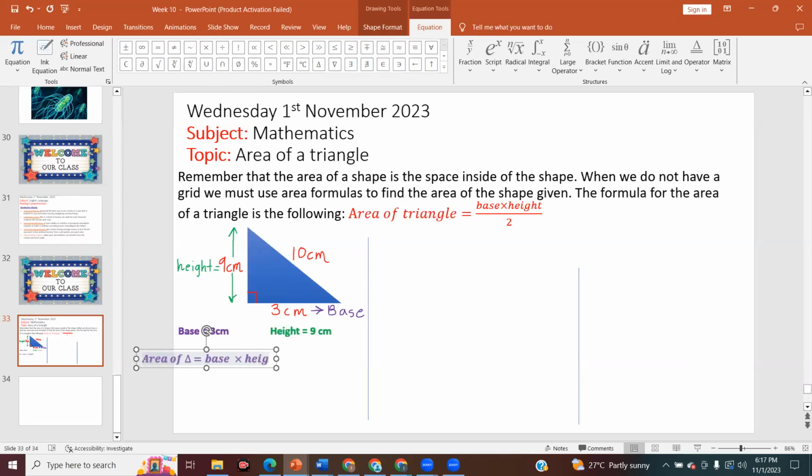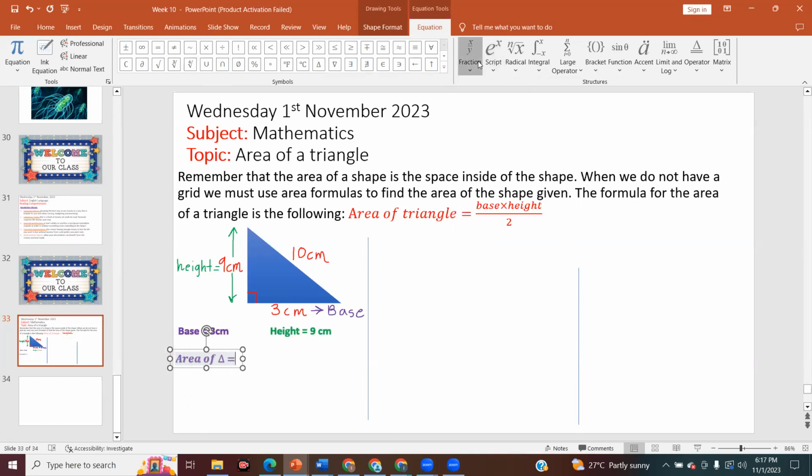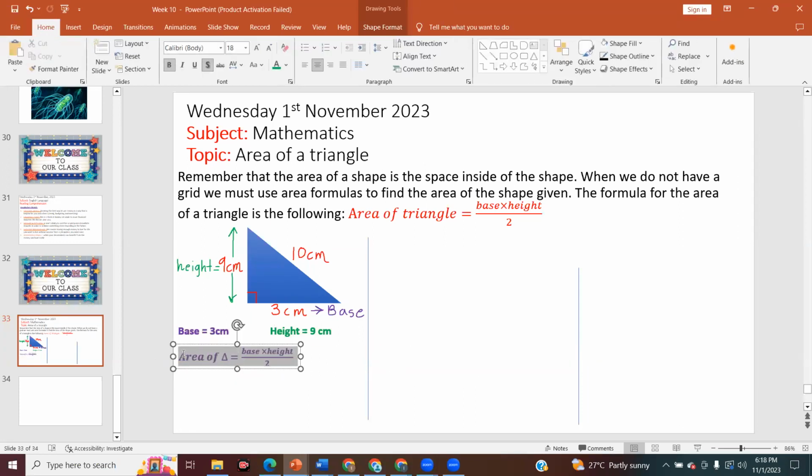And we have to divide our answer by 2. The area of a triangle is going to be base times height divided by 2.